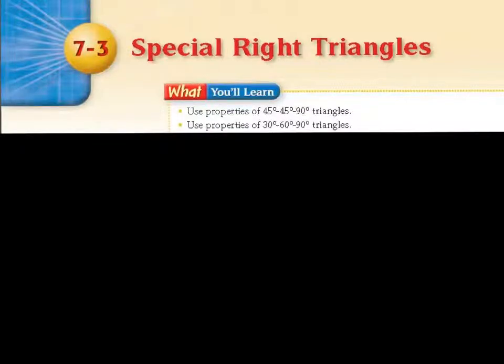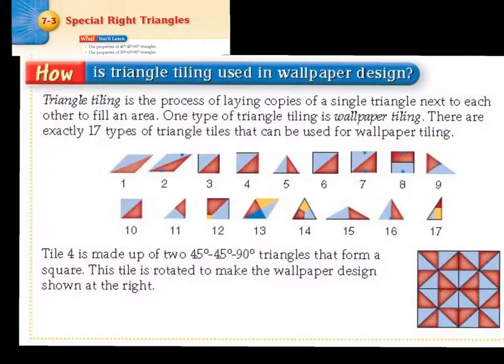In Lesson 7.3, we're looking at special right triangles. We'll use the properties for a 45, 45, 90 and a 30, 60, 90 triangle. How is triangle tiling used in wallpaper design?